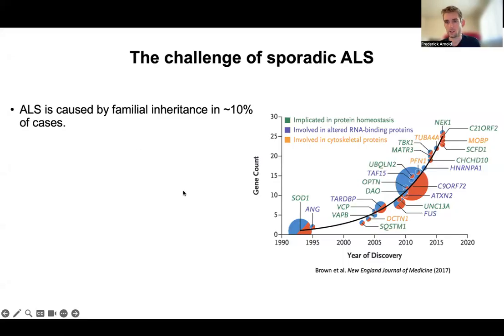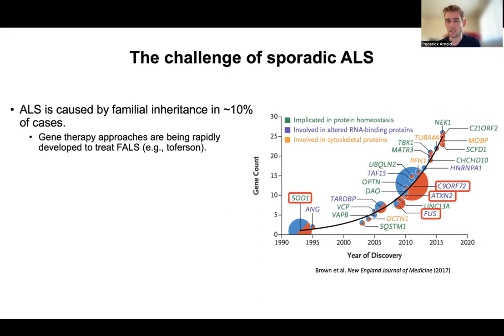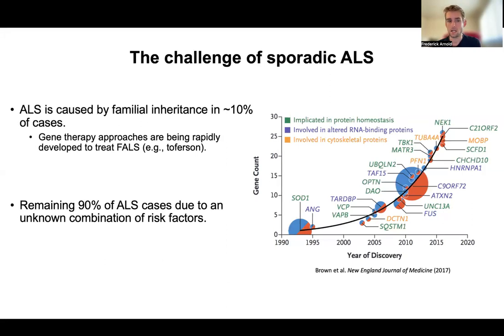So our work is really motivated by this challenge of identifying therapy targets that might be broadly relevant across ALS. And the reason this is a challenge is because ALS is only caused by a known inherited mutation in about 10% of cases. Fortunately, for these cases, gene therapy approaches are now being rapidly developed and tested, and some appear pretty promising. However, the remaining 90% of ALS cases are due to an unknown combination of genetic or environmental risk factors, making it really hard to identify therapy targets in the same way.